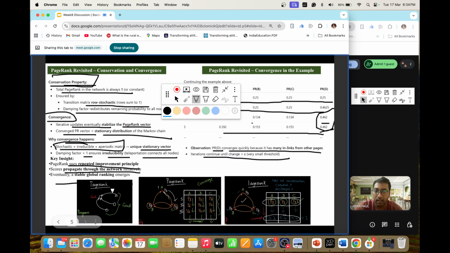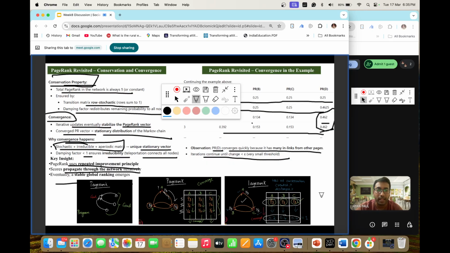You can see this is another example. Here this is the network, A, B, C and D. You can see here A is following C, C is following B, B is following C, and then B is following A. Initially the PageRank was 1 by 3, 1 by 3, 1 by 3. This is the 0th iteration. After the first iteration it is 1 by 6, 1 by 3, 1 by 3, 1 by 2, and then this is the third iteration.